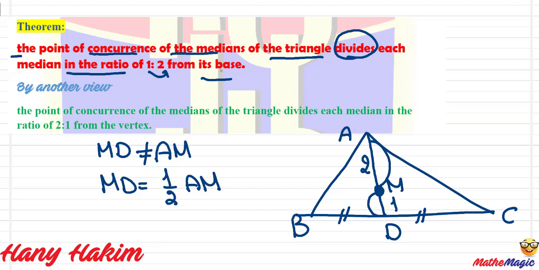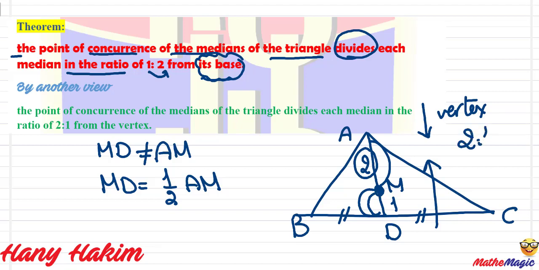And it told you that if you move from the base, meaning when I move from the base to the vertex, the first part is 1, the second part is 2. That means if I move from the vertex at the top to the bottom, then the point of concurrence divides the median in ratio 2 to 1. So the first part of ratio 1, the second part of ratio 2.